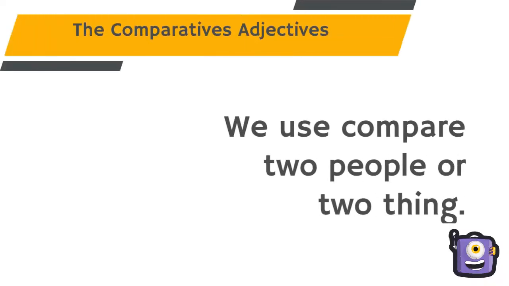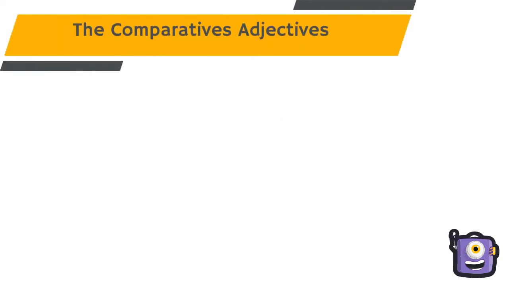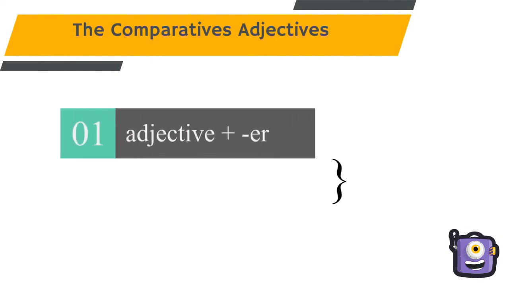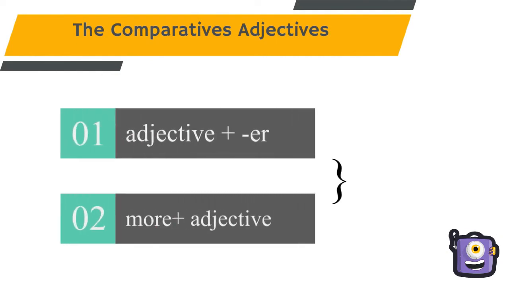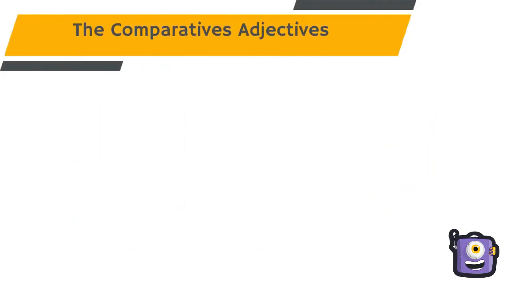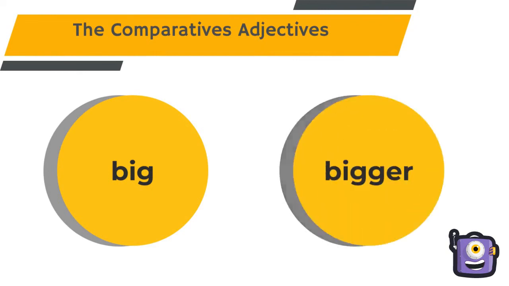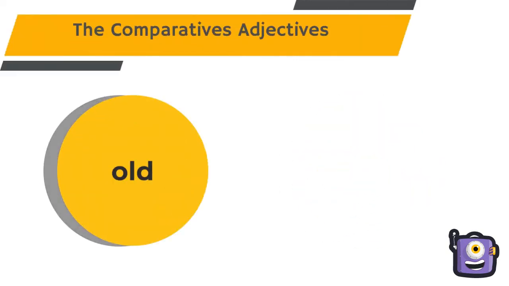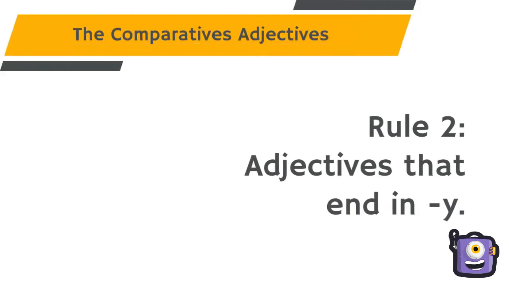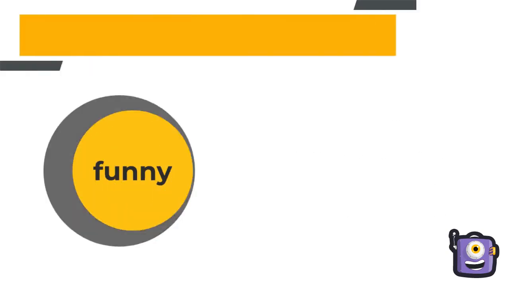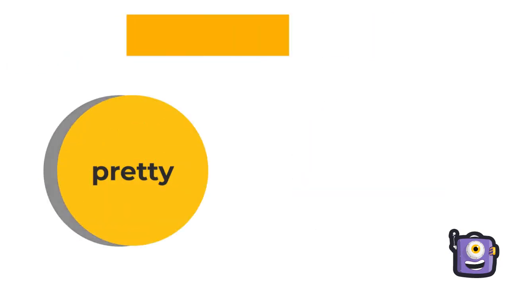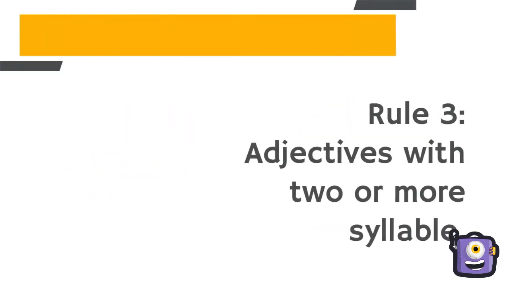Yes. The comparative adjectives we use to compare two people or two things. The comparative adjectives have two forms. 1. Add er following adjectives. 2. Use more in front of an adjective. And they both are followed by than. It has 4 rules. Rule 1. Adjectives with 1 syllable. Big, bigger. Old, older. Rule 2. Adjectives that end in y. Funny, funnier. Pretty, prettier.